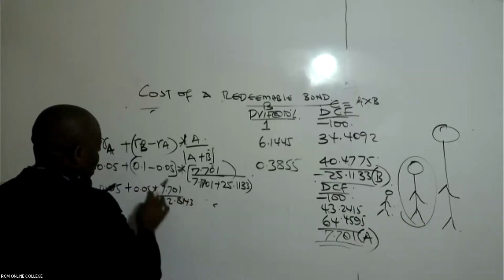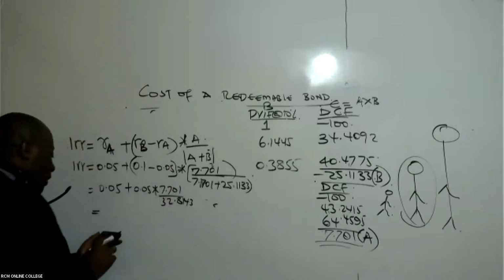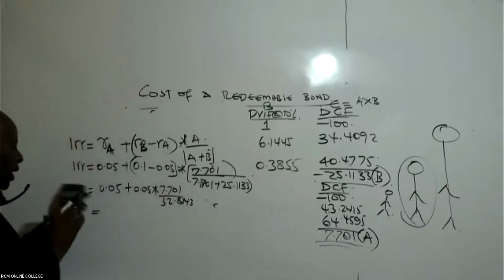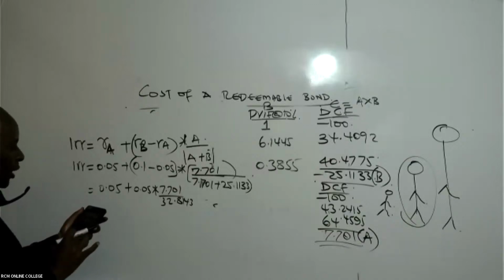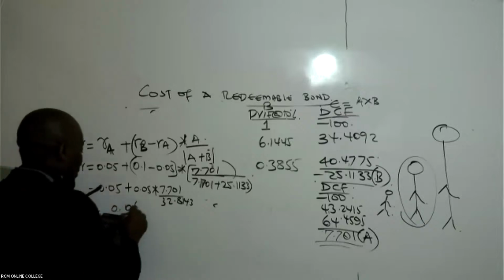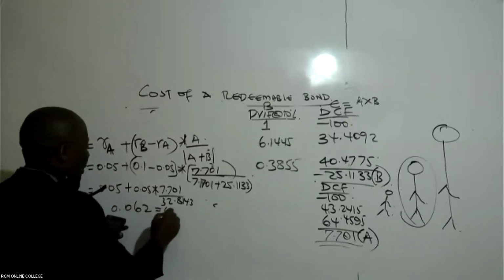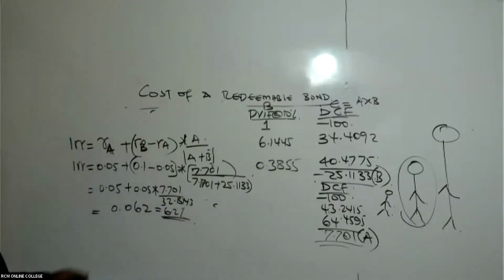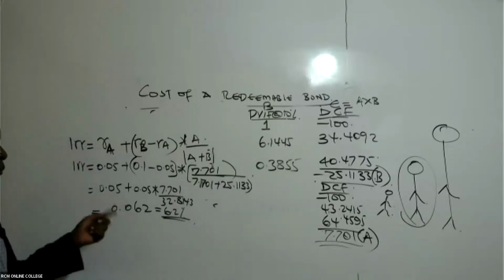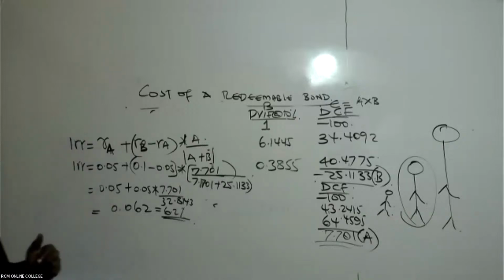So this is 32.8143. If you wish, you can multiply this first, but if you have a good calculator, without saying equals anywhere, you say 0.05 plus 0.05 times 7.701 divided by 32.8143, and then you say equals at the end. You'll be able to get 0.062, which is the same as 6.2 percent. Somebody may have gotten 5.9, another person 6, but this 6.2% is very, very good.